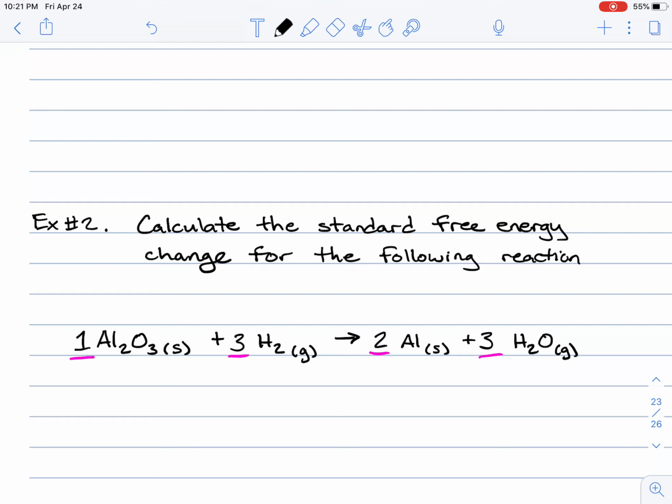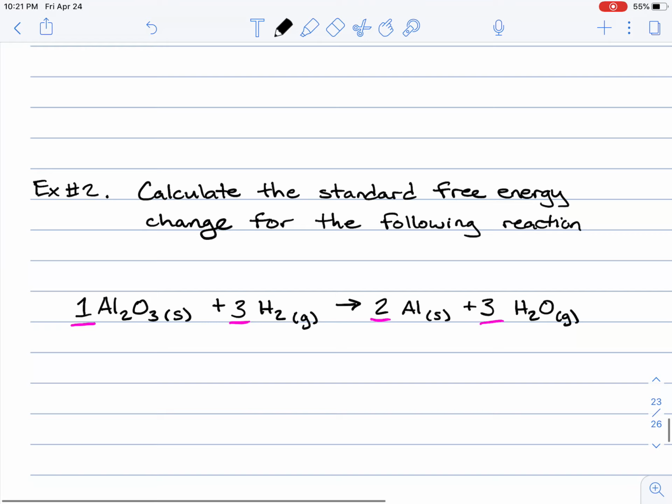Okay. Now, if you guys recall, the standard free energy change. And so, by the way, let me take a step back. This phrase right here, calculate the standard free energy change. Once you see that phrase or some variance of that phrase, that's referring to delta G naught. Okay.